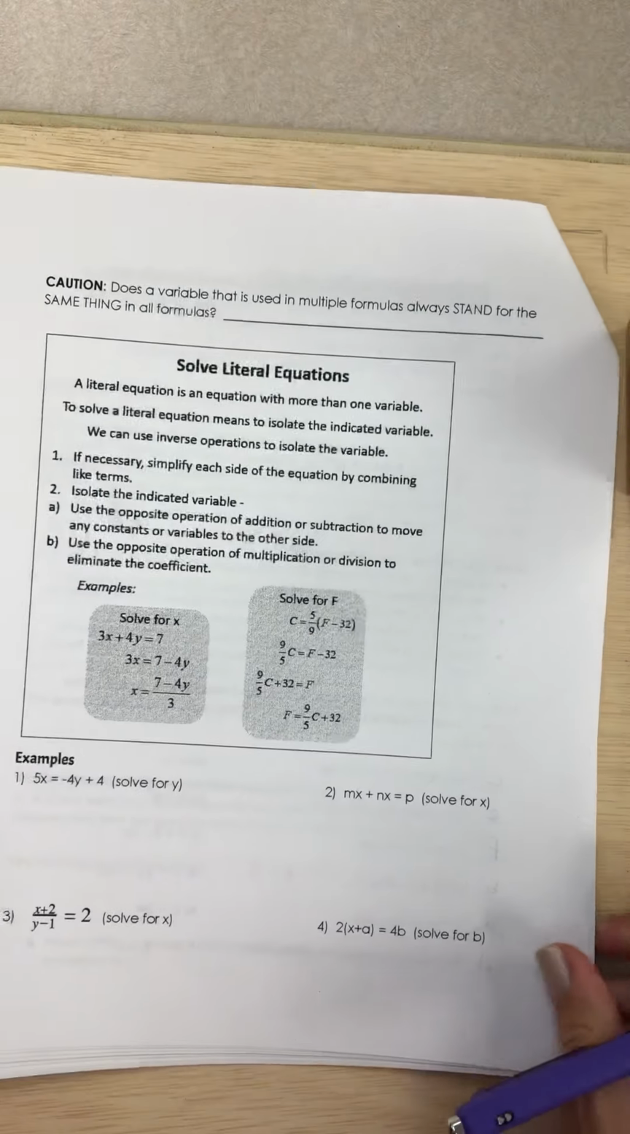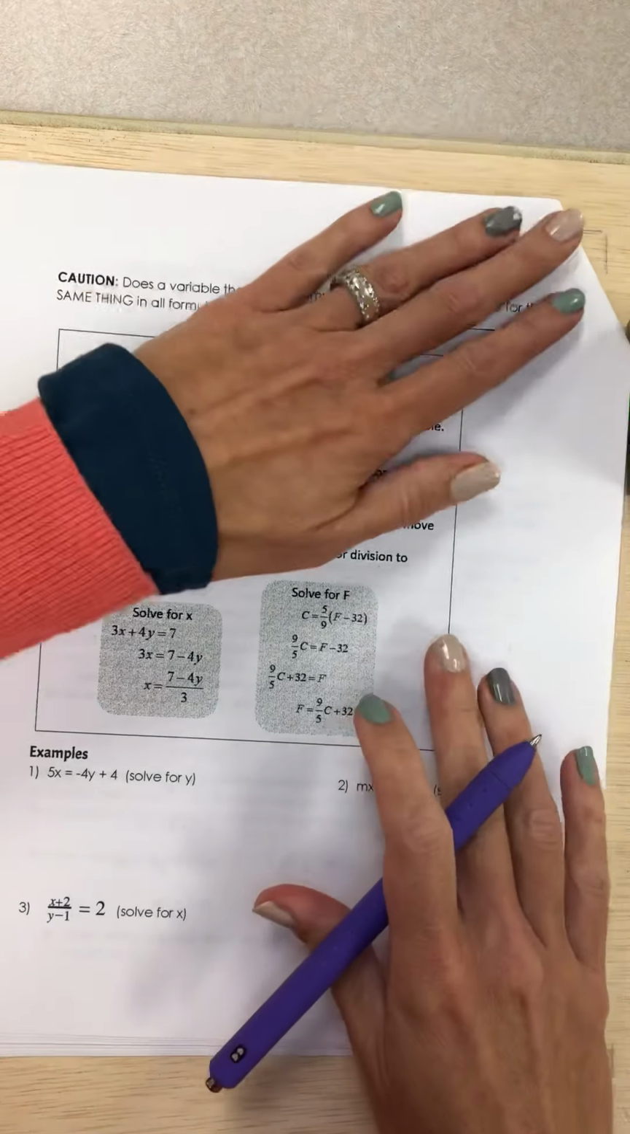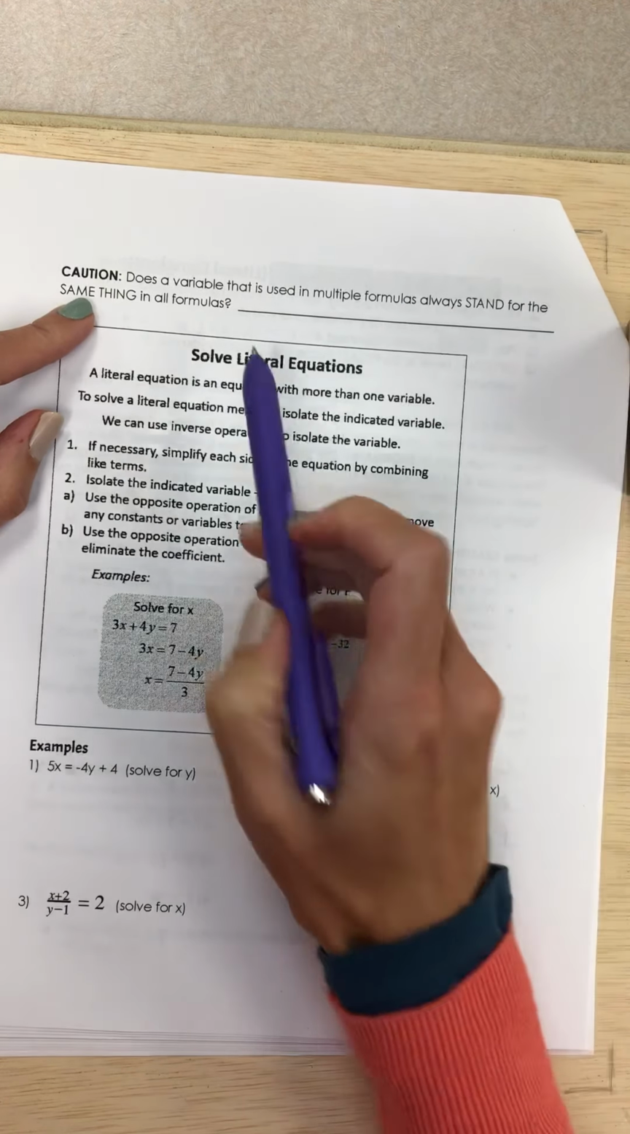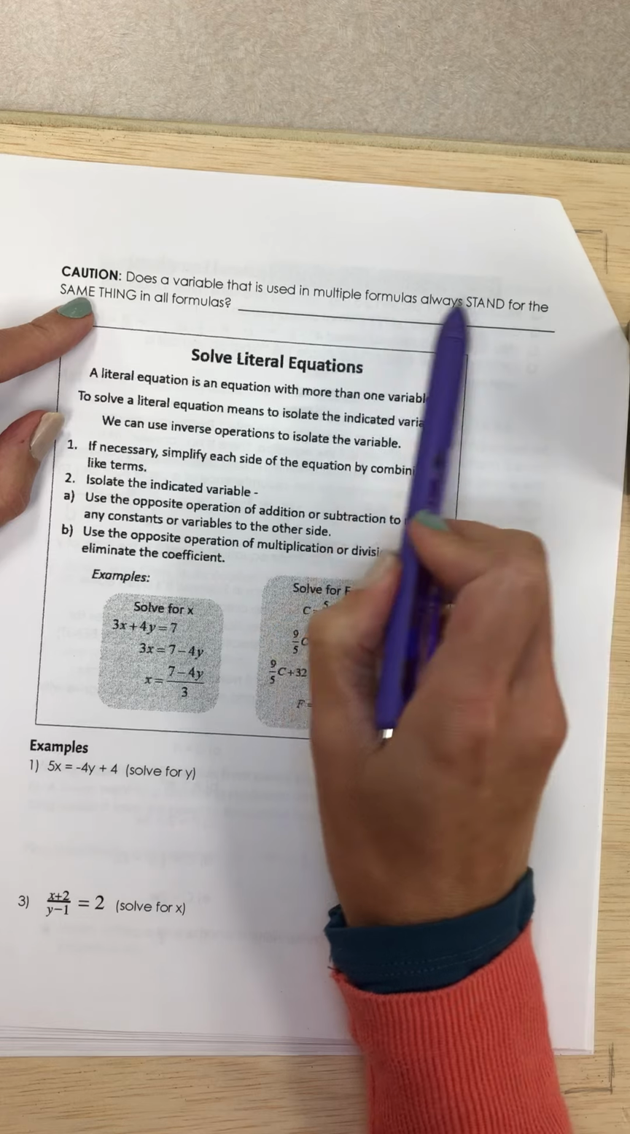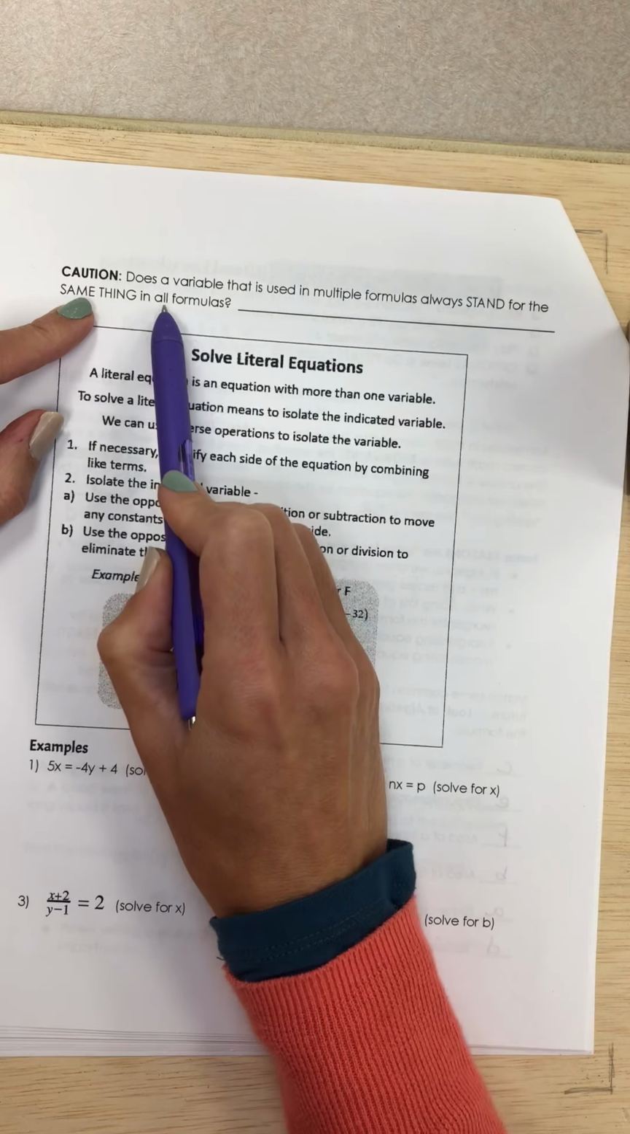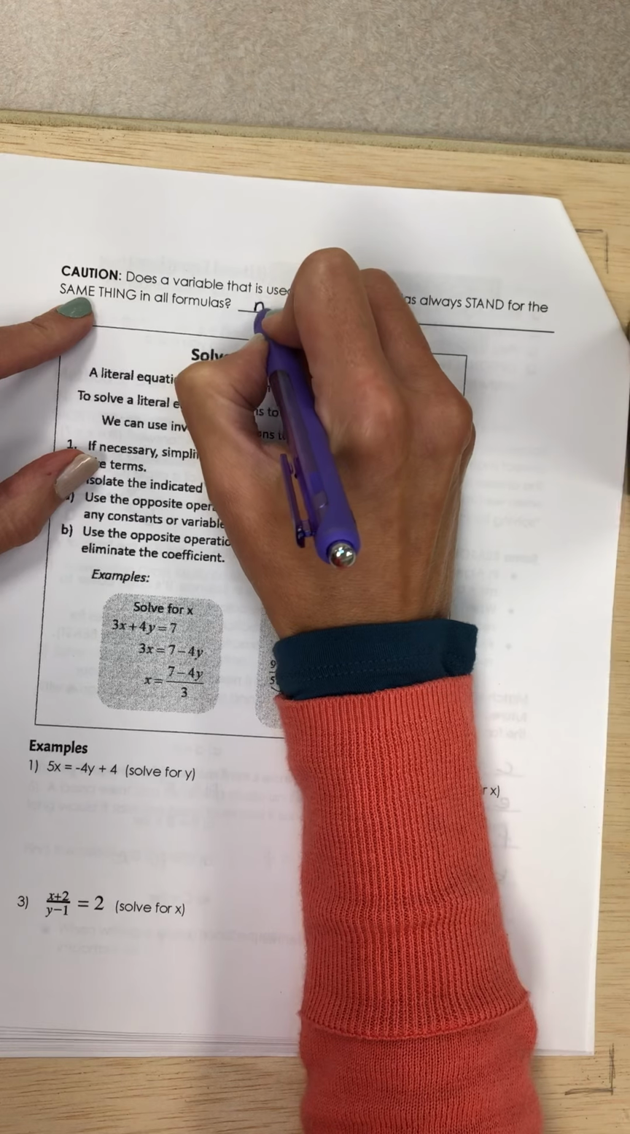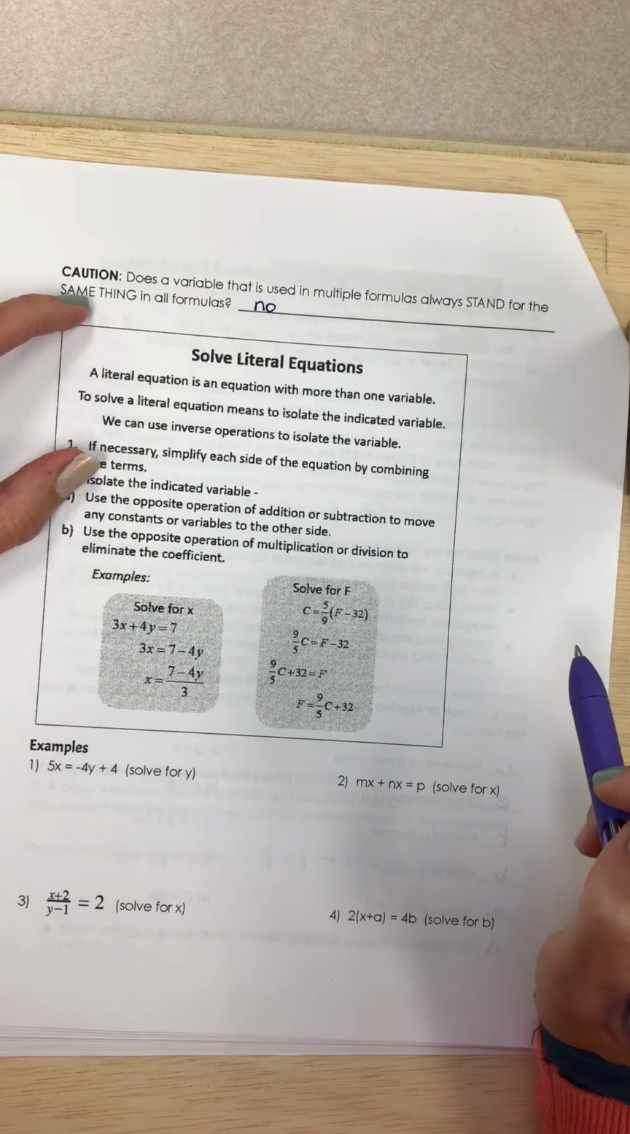Turn your page and we're going to go over how to change up an equation. Now, before we do that, just a caution. Does a variable that's used in multiple formulas always stand for the same thing in all formulas? No, that is not true. A lot of times we'll use the same variables over and over again, and they might mean length in one equation, and something else in a different equation. Okay, you can go over that example. But basically what we're doing is we're trying to unravel this equation to get a specific variable on one side of it.